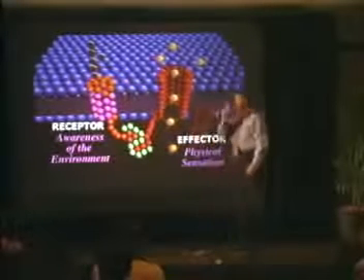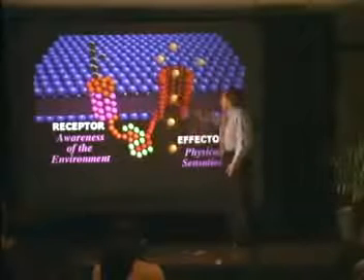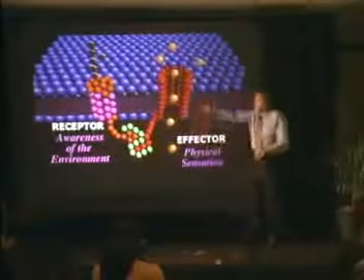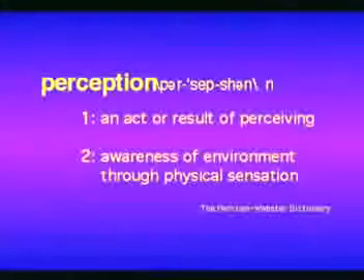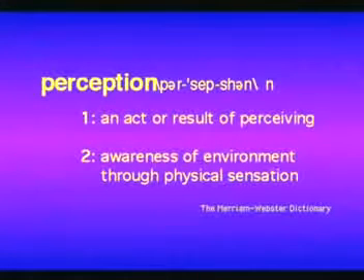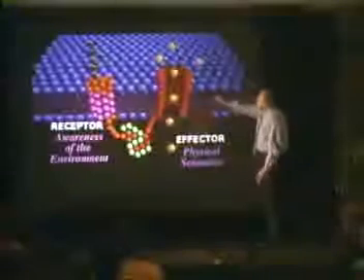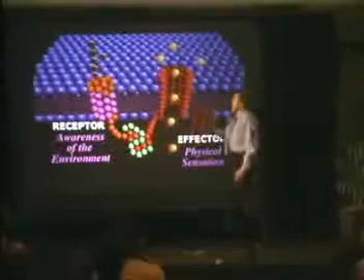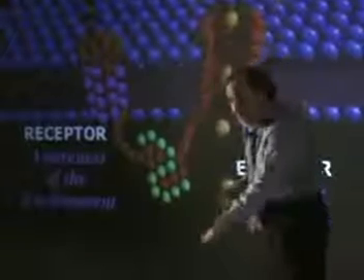Well, what is this called? Well, it represents awareness of the environment through physical sensation. So what is this control unit actually called? Perception. Perception, awareness of the environment through physical sensation. So if I go back a second, I say, what is the function of this? And the answer is this. It's perception. It sees the environment and activates a behavior.